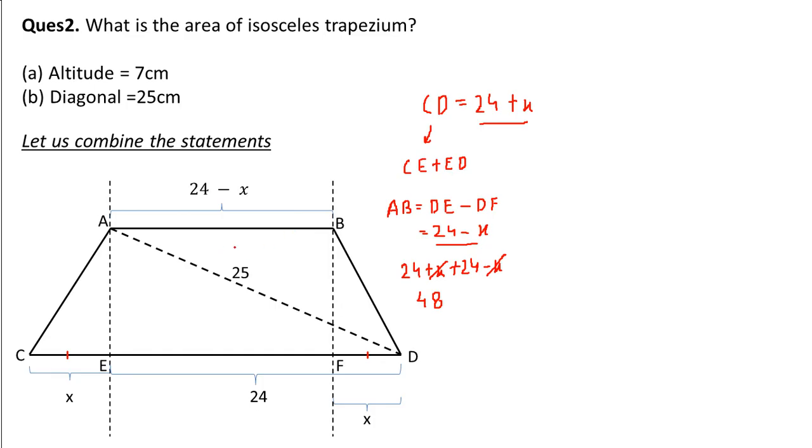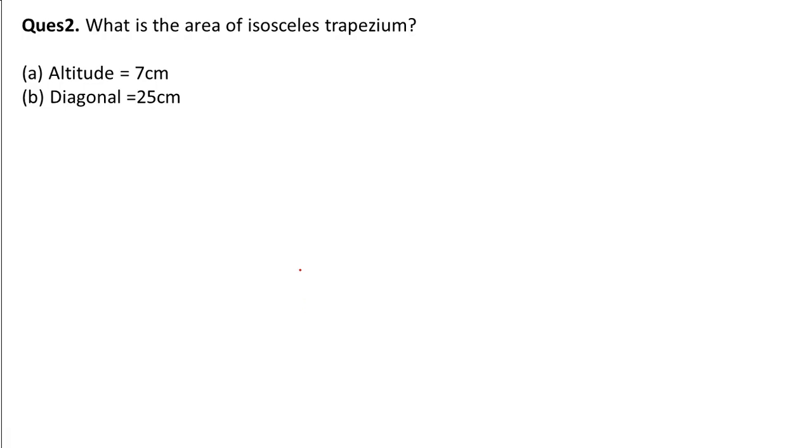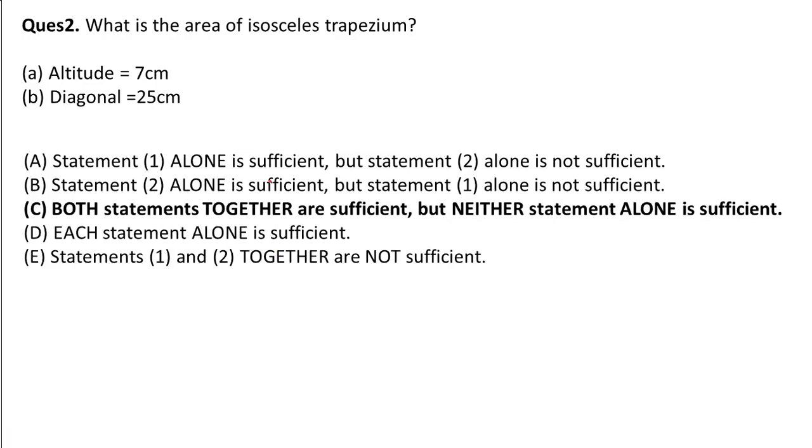I have the height is equal to 7 centimeter. I have the sum of parallel sides. So clearly I can find the area, that is half into sum of parallel sides, that is 48, multiplied by 7. Therefore statements 1 and 2 together are sufficient to answer the question. So the answer to the question is both statements together are sufficient, but neither statement alone is sufficient to answer the question.